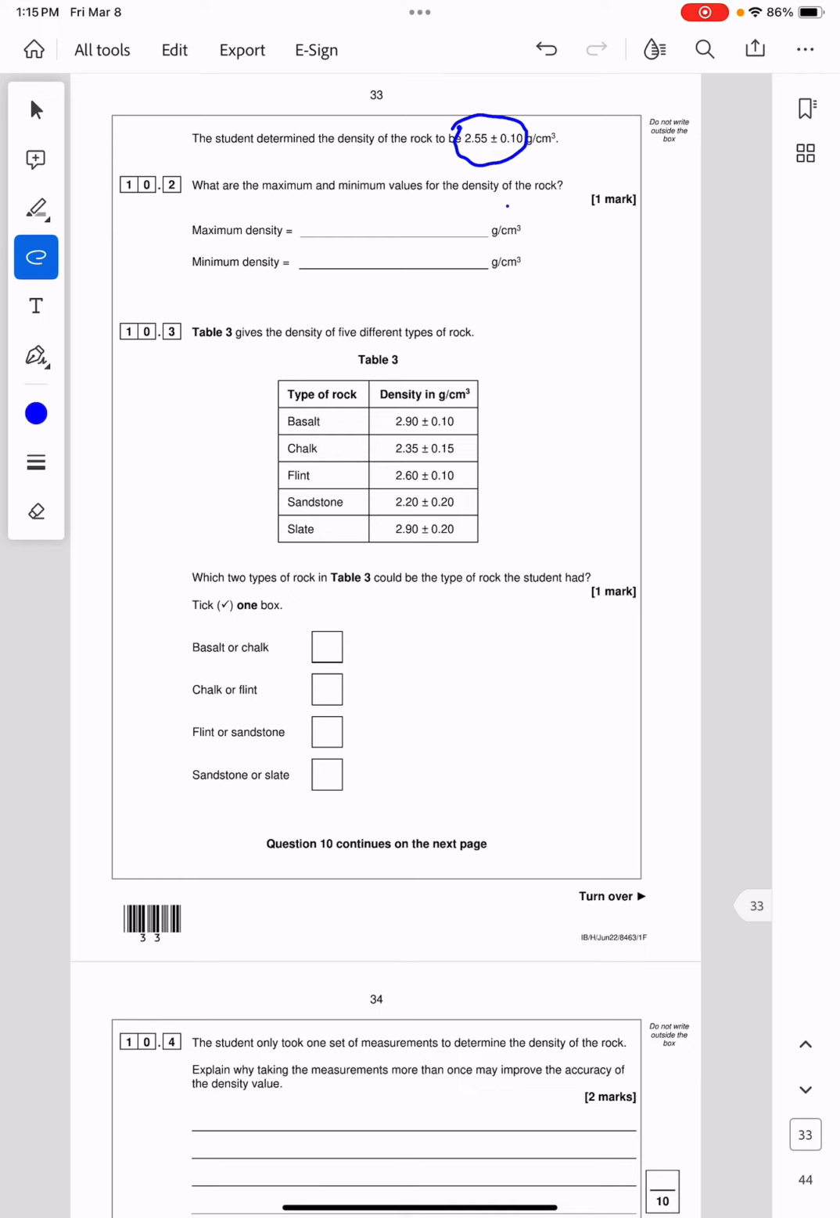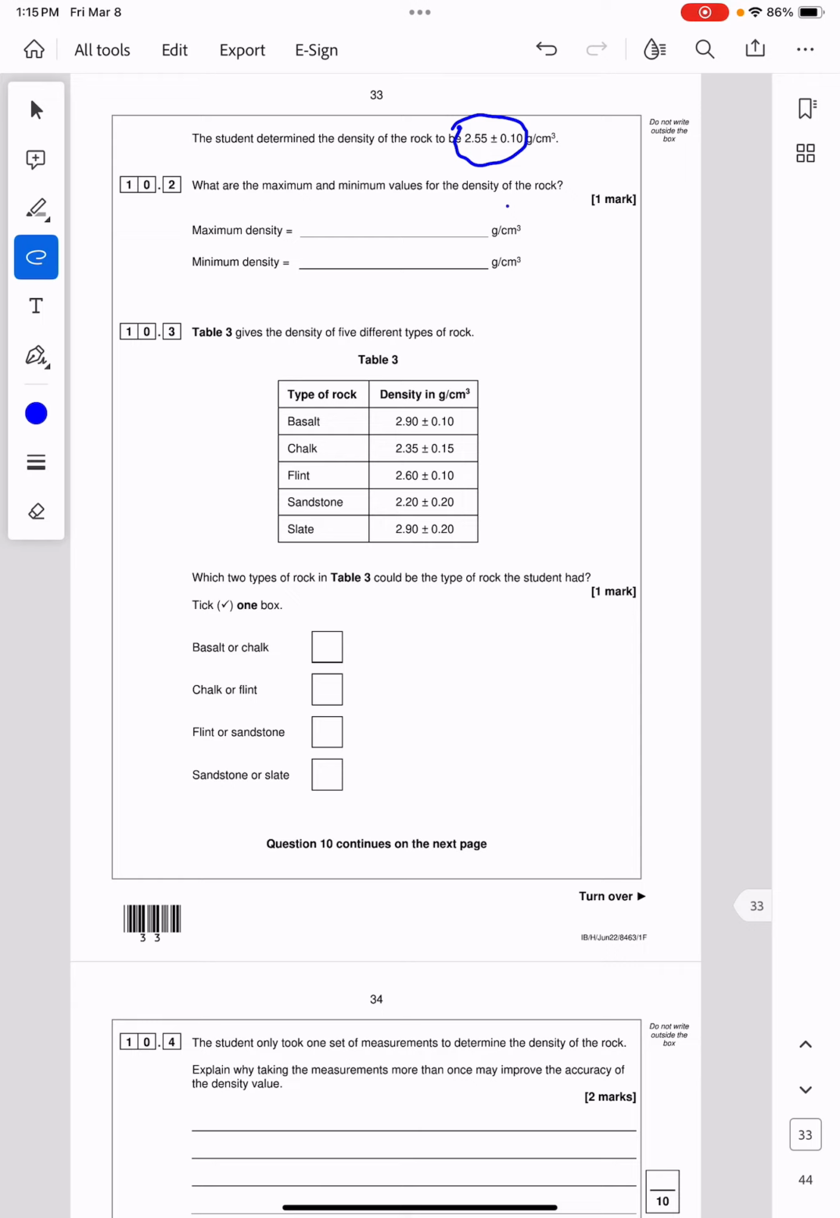And the question, by the way, guys, everyone, please read the whole question, then answer. Because sometimes they're asking about a very simple, very straightforward thing, and you're just gonna lose marks because you did not pay attention to the question and did not read it all. So, yeah, what are the maximum and minimum values for the density of the rock?